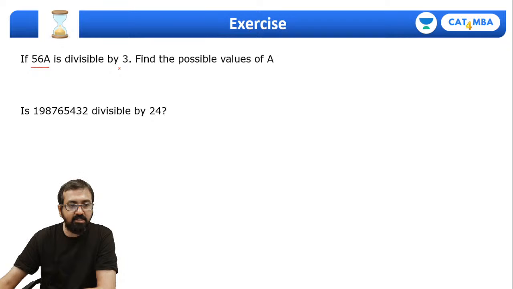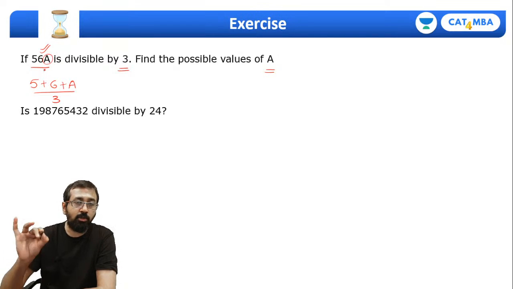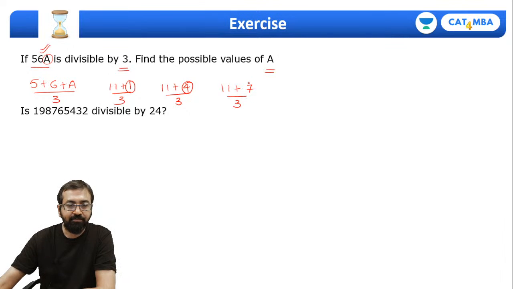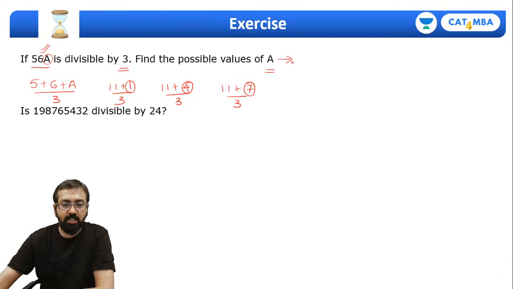5 6a is divisible by 3. Find the possible value of a. Of course the sum of the digits, that is 5 plus 6 plus a, should be divisible by 3. a is the units digit, so a's value can be 0 to 9. Now 5 plus 6 is 11. So 11 plus 1 will be 12 and it will be divisible by 3. So a can be 1. Or 11 plus 4, 15, divisible by 3. So a can be 4. Or 11 plus 7 is 18, which is also divisible by 3. So a can be 7 as well. So the possible values of a are 1, 4 or 7.